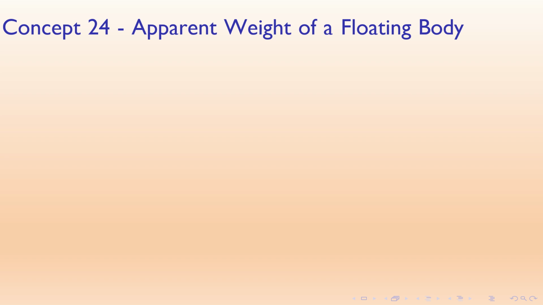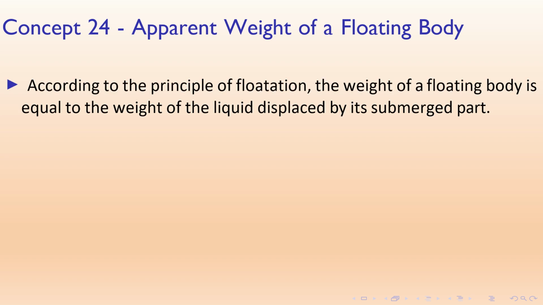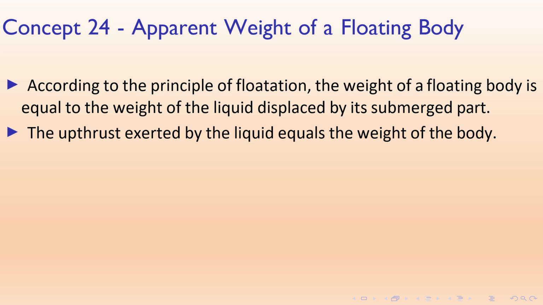Next, as we already know, the apparent weight of a floating body. What will be its weight? We call it the apparent weight. According to the principle of flotation, the weight of the floating body is equal to the weight of the liquid displaced by its submerged part. It will not show the total weight, only that of the submerged part. The upthrust exerted by the liquid equals the weight of the body, meaning how much force acts upward by the liquid, which depends on the weight of the body, and we call this the apparent weight.